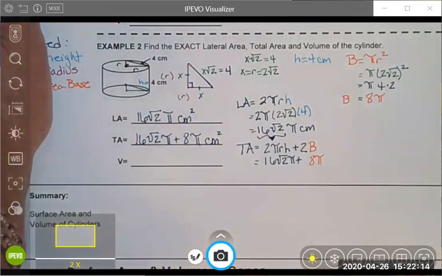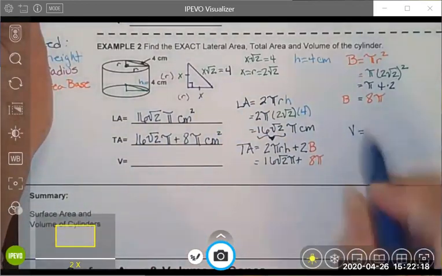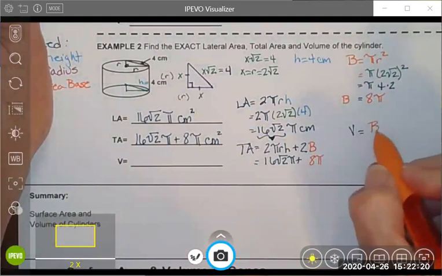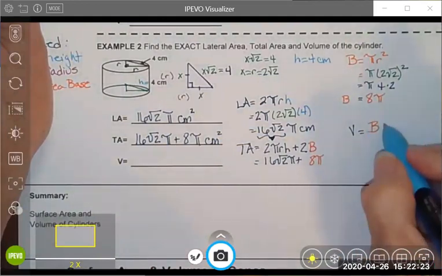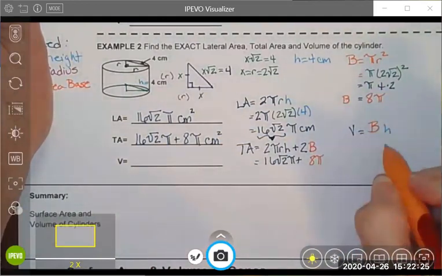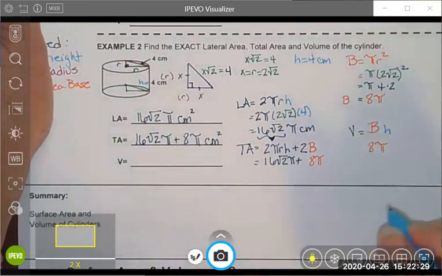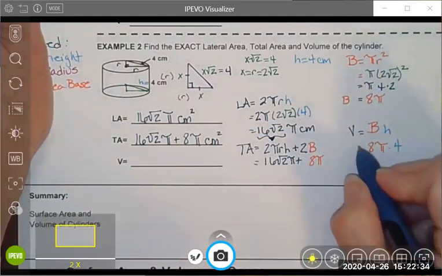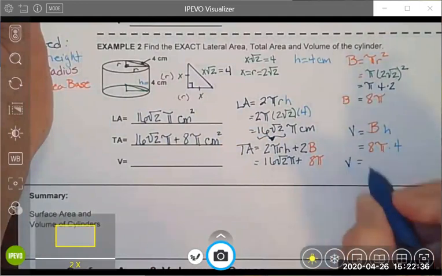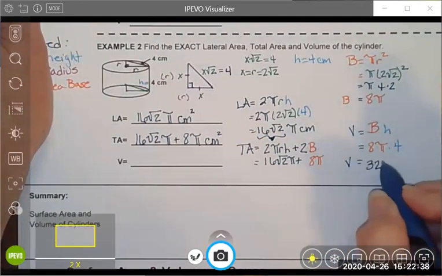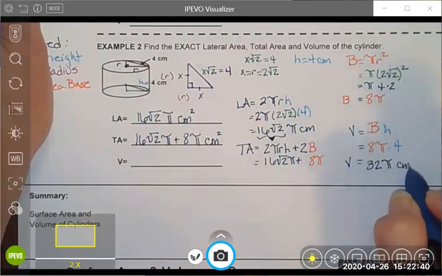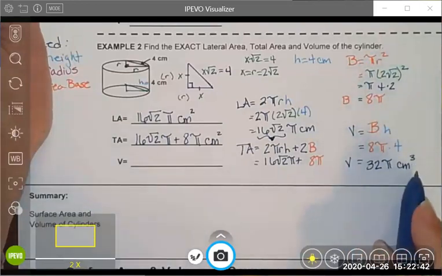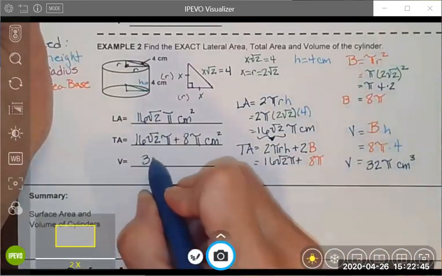And then the last thing we're asked to calculate is the volume. The volume is just the area of the base times the cylinder's height. We know the area of the base is 8 pi. We know the cylinder's height is 4. And when I simplify this expression, I find that the volume for this cylinder is 32 pi centimeters cubed, because volume is a 3-dimensional measurement.